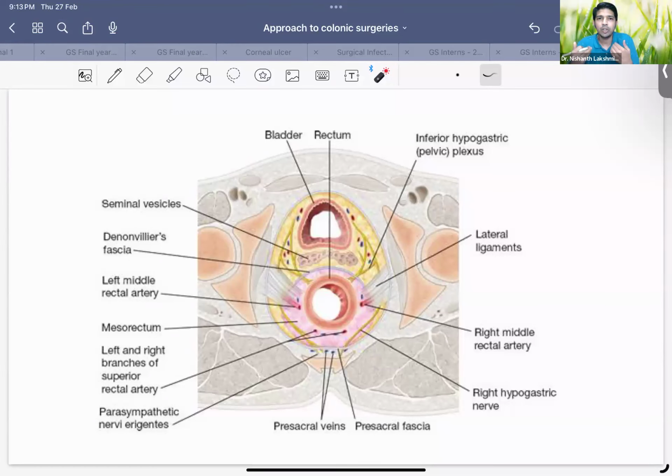Okay. Next, you need to know the attachment, so the relation of the rectum. Anteriorly, in females, you will have the vagina and the cervix. In males, you're going to have prostate and seminal vesicles. And that is separated by this layer called as the Denonvilliers fascia. Okay. And posteriorly, there is something called as the Waldeyer's fascia. I don't think it's labeled here, but there is a Waldeyer's fascia here posteriorly.